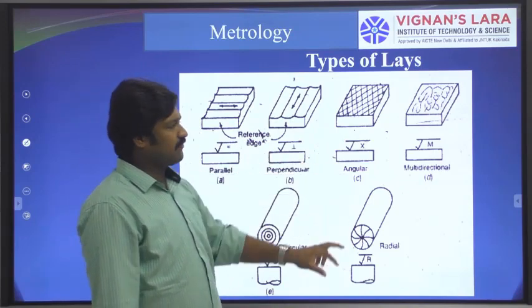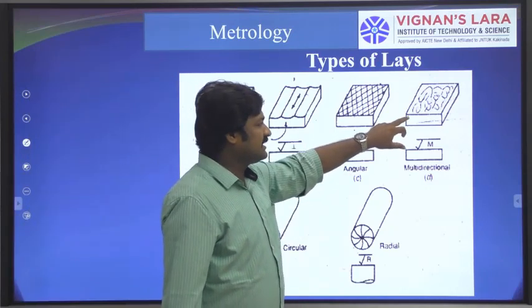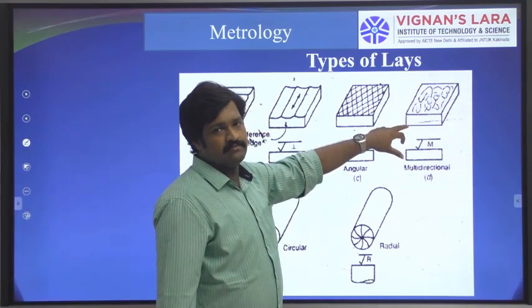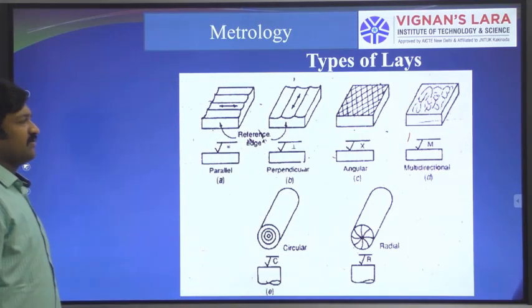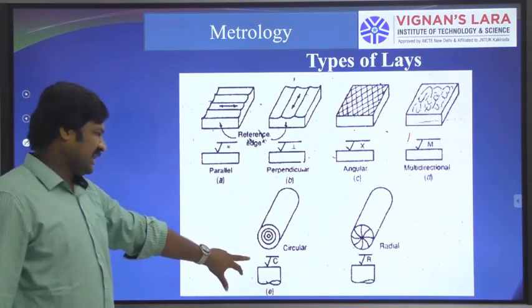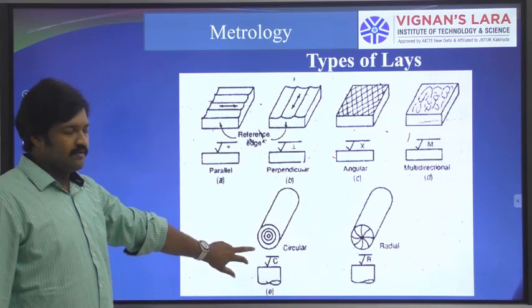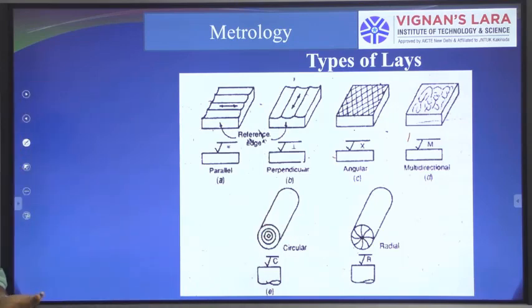These are angular. And the last one is multi-directional. Here, if you observe, it does not have a particular direction; it has an irregular direction. This type of irregular lay lines can be observed during the lapping process. Next, circular lay lines are formed during the facing operation, and radial ones during drilling operations. So these are the various types of lay lines.